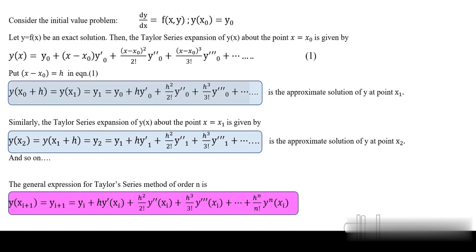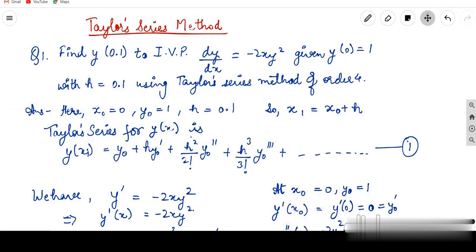Now let us move ahead to the questions so that we can easily understand how to answer such kind of questions. I have already written the question here. To find y at 0.1 for the initial value problem dy by dx is equal to minus 2xy square, given y0 is equal to 1, that is the initial condition that we have, with h as 0.1. h is the step length which is given to us, using the Taylor series method of order 4. Order 4 means that you have to find out the Taylor series expansion up till order 4.